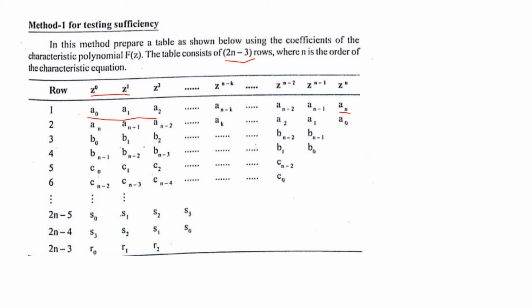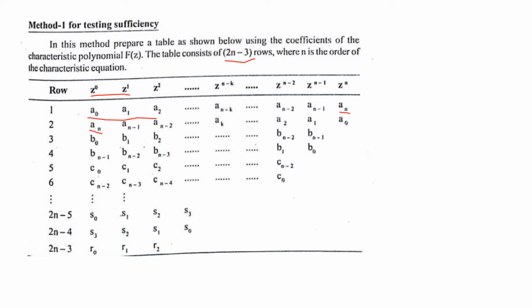That is, an should be written first. So an you write first, then an minus 1, an minus 2, and it goes up to a0. So the first row is just the corresponding coefficients of your characteristic equation: z raised to 0's coefficient, z raised to 1's coefficient, 2, 3, like that. The second row is always the reverse. That means the even rows will always be the reverse of your odd rows. So you only have to find your odd rows. For even rows, just write the reverse of your odd row.